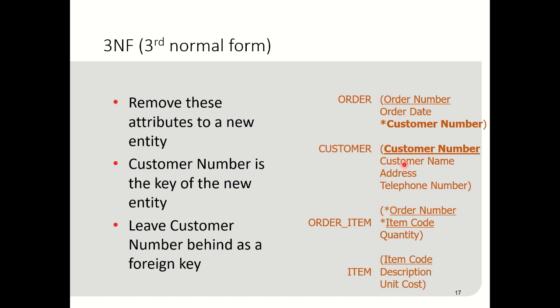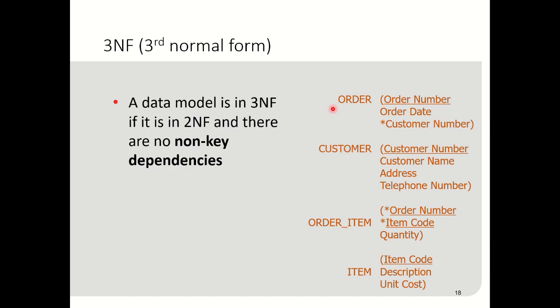But again, you need to relate these two tables. So what will you do? You have to keep this customer number back in the order table as a foreign key. So as it is a foreign key, you are keeping a star here. Leave the customer number behind as a foreign key, right? So this is the final form which you could see as your third normal form.